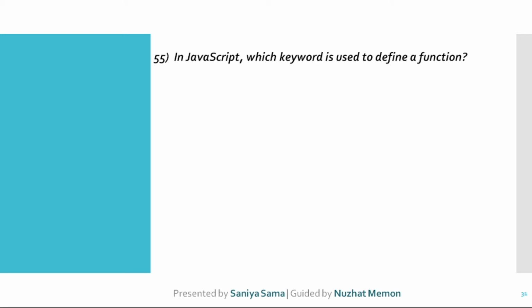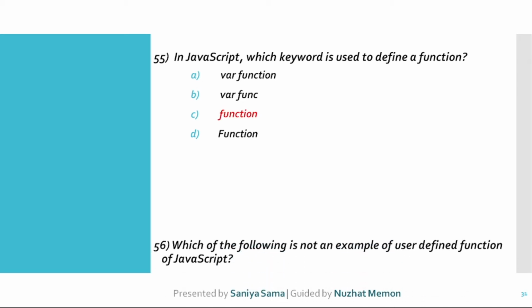55. In JavaScript, which keyword is used to define a function? Option A var function, option B varfunc, option C function with small f, option D function with capital F. The answer is function with small letter f.